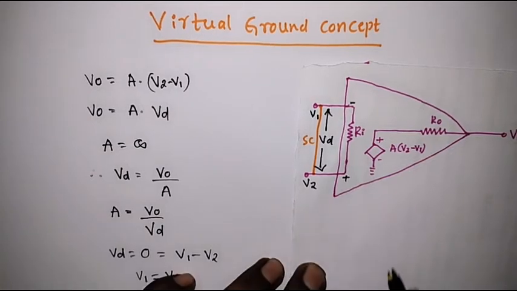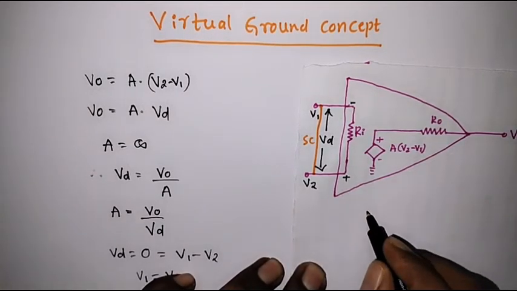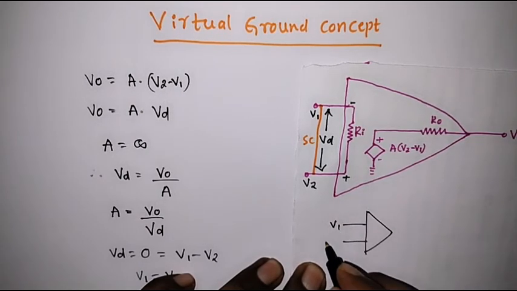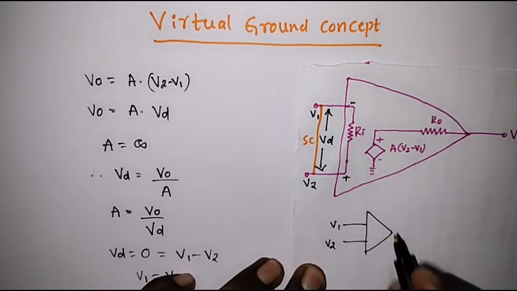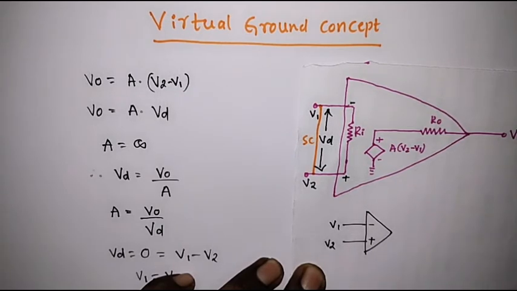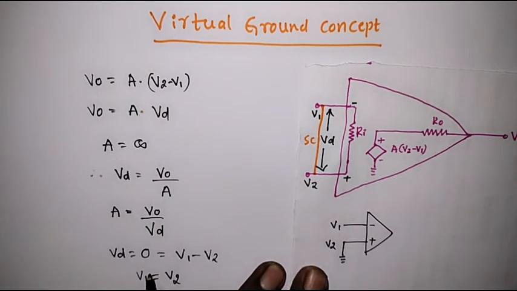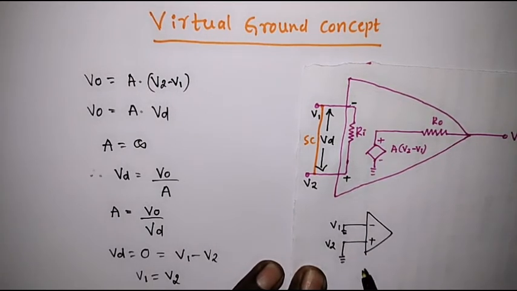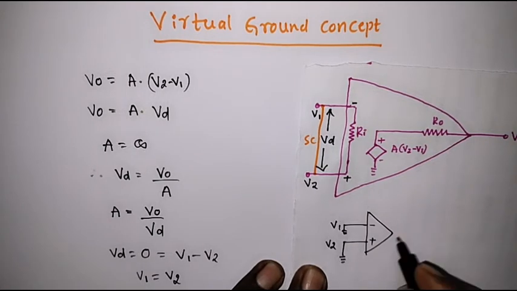It means that in a given operational amplifier, say this is the V1 terminal and this is the V2 terminal, if V1 is the inverting terminal and V2 is the non-inverting terminal, and if the V2 point is grounded, then according to this equation, that is V1 is equal to V2, indirectly V1 is also grounded because of the virtual ground concept.